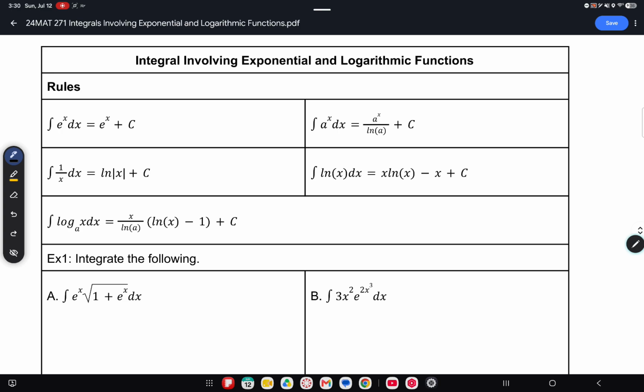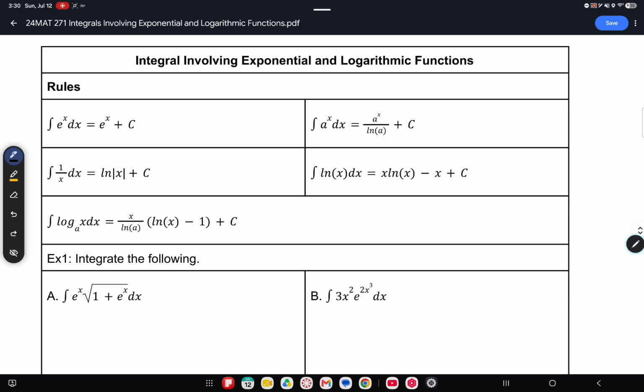The integral of e to the x is going to be e to the x. 1 over x is going to be natural log x, or natural log the absolute value of x, I should say. And then any exponential function, a to the x, the integral is going to be a to the x over natural log of a.